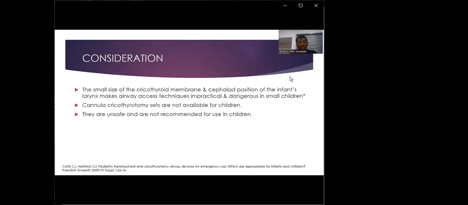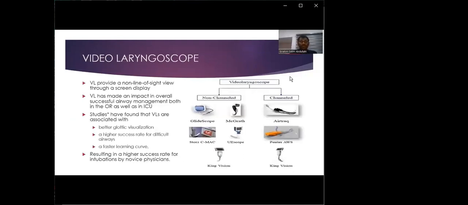So cannular cricothyrotomy sets are not available for children, and they are unsafe and are not recommended for use in children. So it is for use in the adult patient. So another, for the indirect laryngoscope, yes, we have the video laryngoscope.